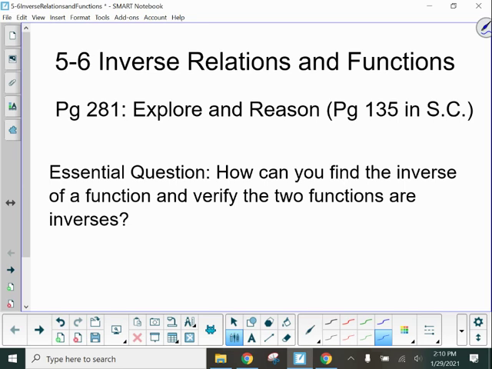Our video for 5-6, inverse relations and functions. So our essential question here: how can you find the inverse of a function and verify the two functions are inverses? So inverses means basically that you are inverting the domain and the range for whatever function that you have.